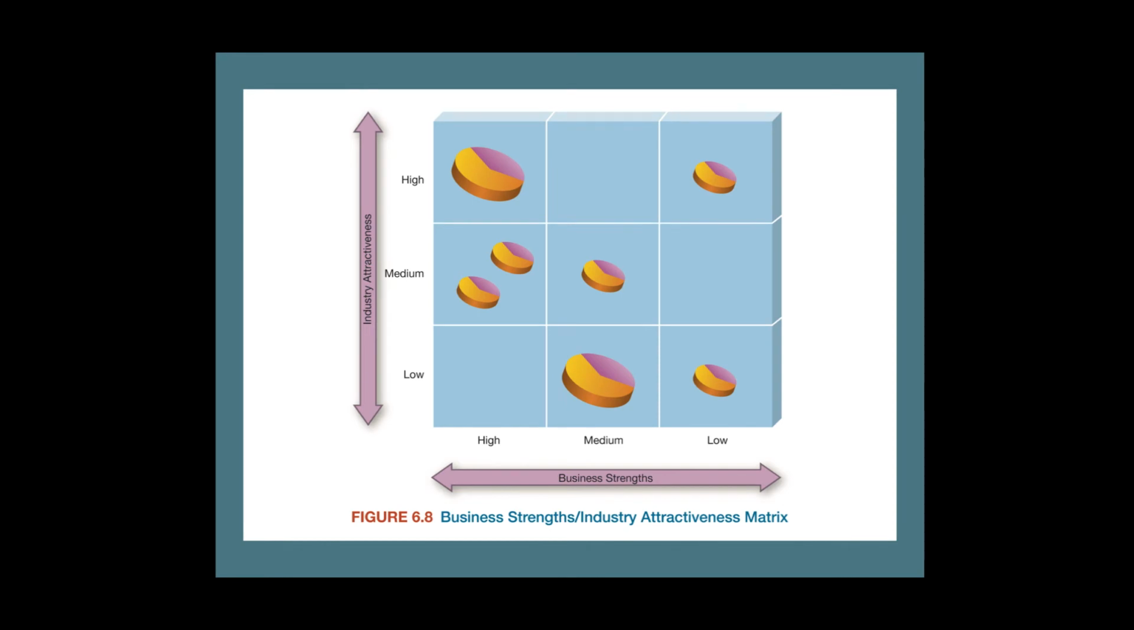This is no longer the BCG matrix, this is the GE matrix. And the GE matrix, as you can see here, rather than 4, it now expands into 9 different possible categorizations. And you notice that the axes have changed, the labels have changed. Instead of market share, we now have business strengths. And rather than industry growth rate, we have industry attractiveness.